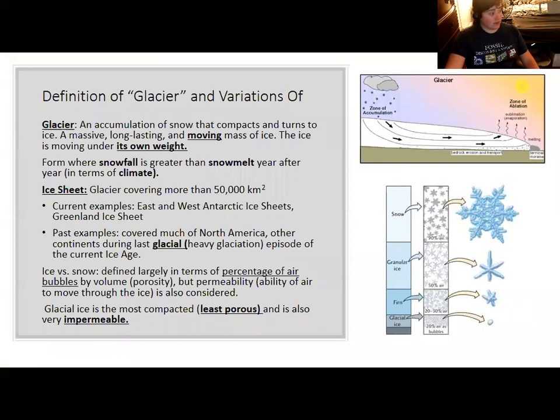Now, what is a glacier? A glacier is an accumulation of compacted snow. The ice in the glacier compacts under its own weight, and the glacier also moves under its own weight. And yes, glaciers move. Glaciers move extremely slowly, and we will delve some more into the specifics of how they move next lecture. They form where there is more snowfall than snow melt, and this is the case in Antarctica.